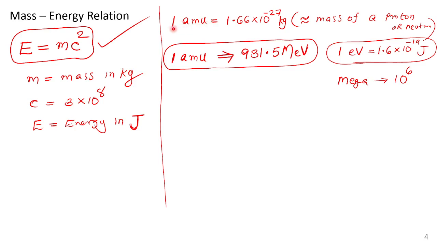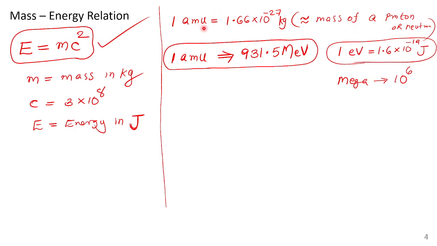And we have studied that one atomic mass unit is 1.66 into 10 raised to minus 27 kilogram. One atomic mass unit is approximately the mass of a single proton. Approximately, I am saying approximately. It is actually approximately the mass of a single proton or the mass of a single neutron. Understood? Clear?